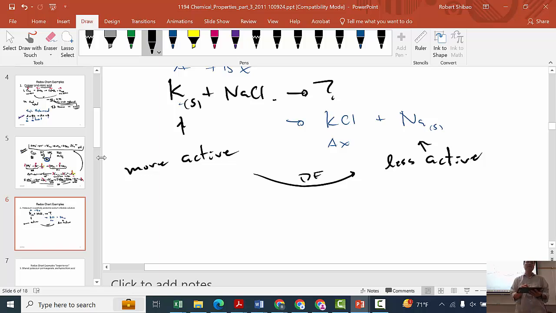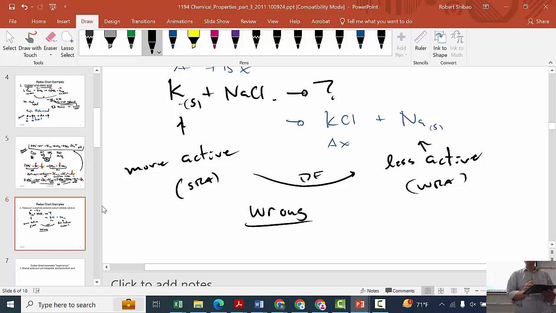The activity series is just the reducing agent strength. And so more active element just means stronger reducing agent to weaker reducing agent. That's what we're doing in the activity series. So we have a driving force, so we have reaction here. There's going to be a redox reaction. But do you know what? You know, this is wrong. That's wrong.